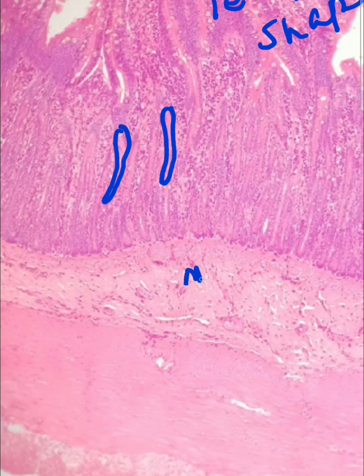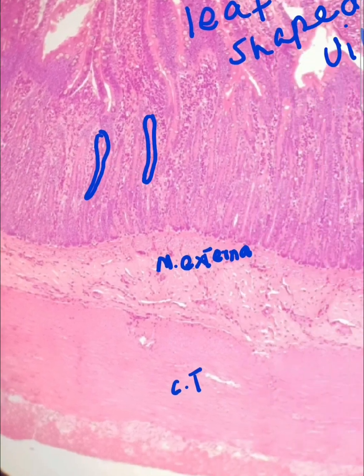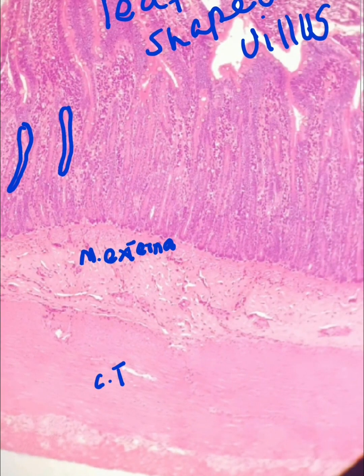Then it has got a muscularis externa, which contains inner circular and outer longitudinal layers. And then we've got an adventitia, which is basically connective tissue with some adipocytes and also some blood vessels.